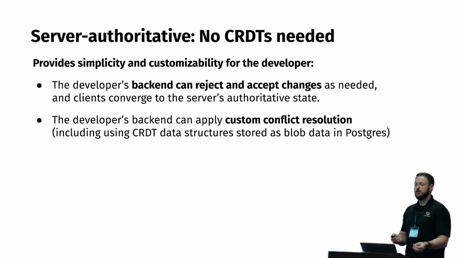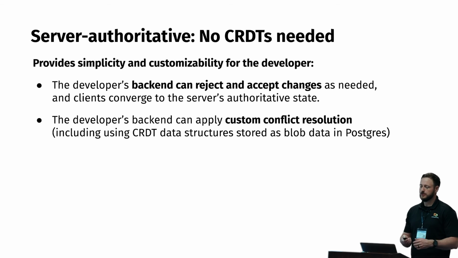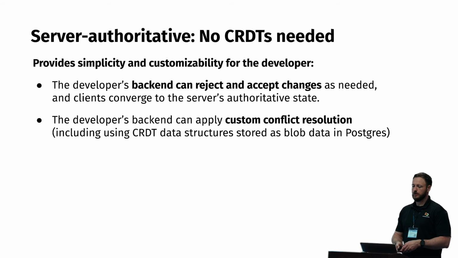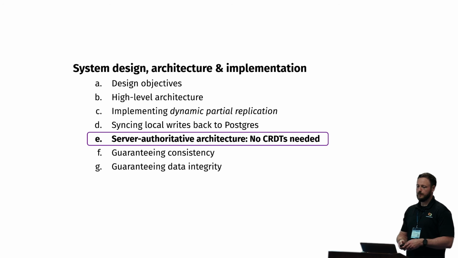And then the other part of the flexibility and customizability is that the developer can also apply custom conflict resolution. And that can actually include using CRDT data structures. So even though we don't use CRDTs on a protocol level, you can use CRDT data structures stored as blob data in Postgres. So we actually have done a POC where we take the YJS CRDT for rich text editing and store the blob data in Postgres.